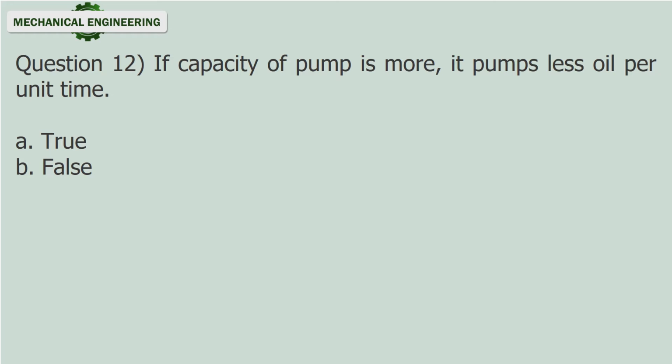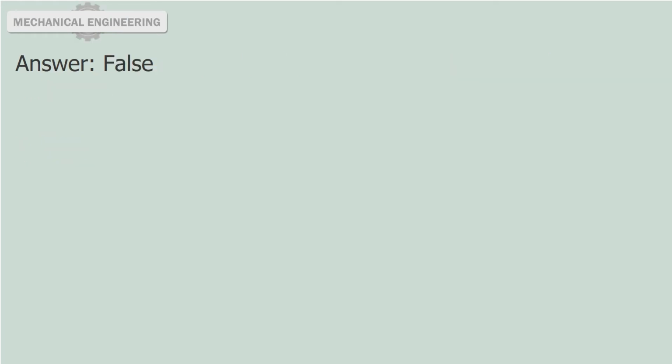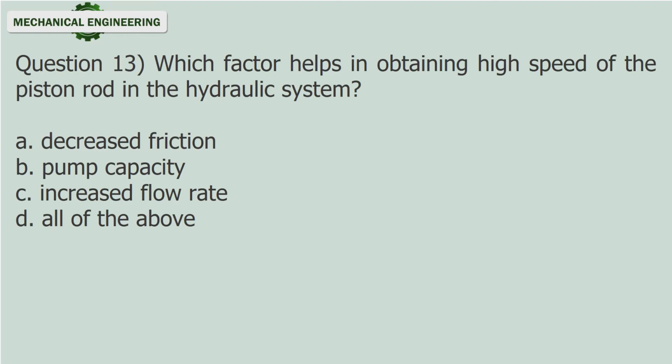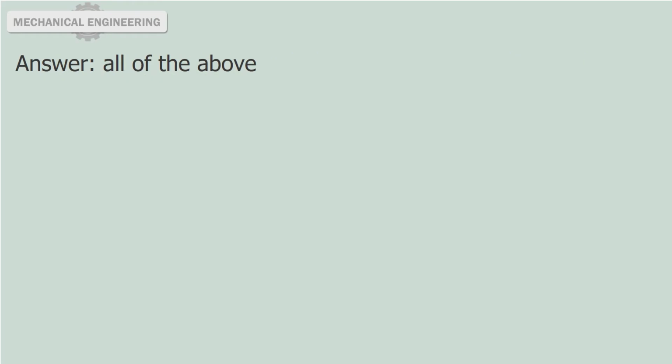Question 12. If capacity of pump is more, it pumps less oil per unit time. A. True. B. False. Answer: false. Question 13. Which factor helps in obtaining high speed of the piston rod in the hydraulic system? A. Decreased friction. B. Pump capacity. C. Increased flow rate. D. All of the above. Answer: all of the above.